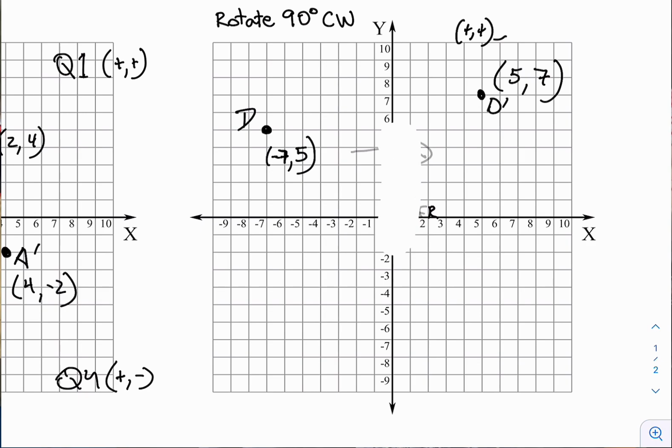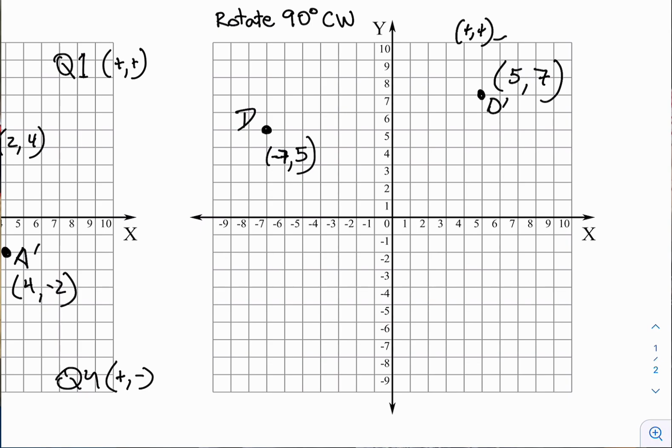Now to double check that, if I want to try the hockey stick thing, okay, I go down here to 7, and then up to 5. Okay, so if I move that hockey stick 90 degrees, so now that's laying on the y-axis, up to 7, over to 5. And so I know that I'm in the right spot. So I always like to use the hockey stick one to double check and make sure that I put the point in the right spot after I've located using the rules.